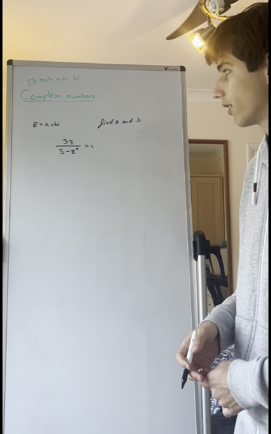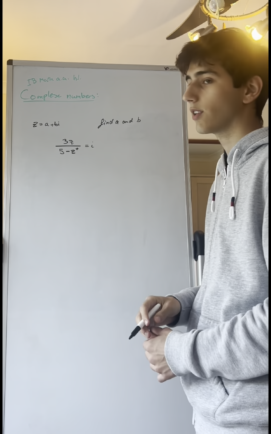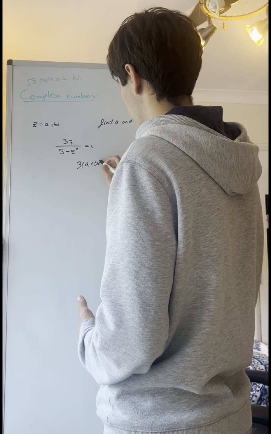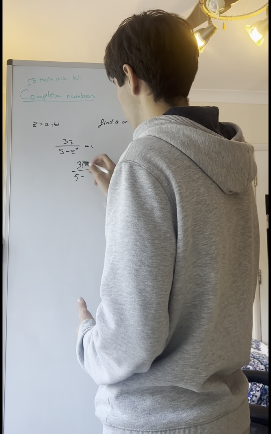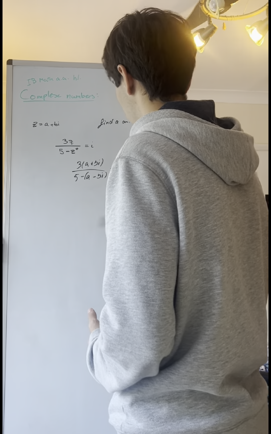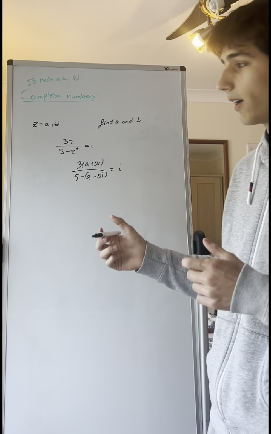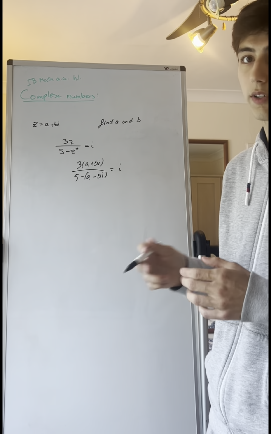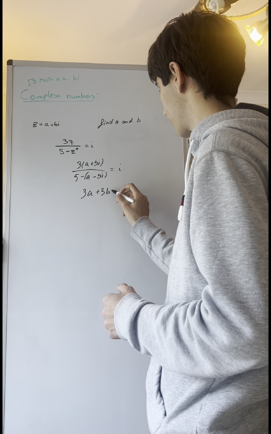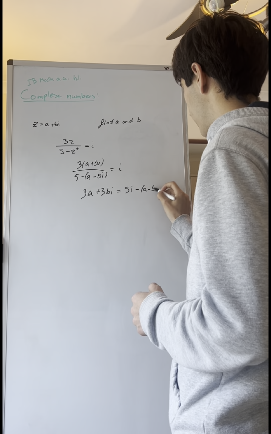So what we're going to do here is we're going to express z as a plus bi and z conjugate as a minus bi. So this will become 3 times a plus bi divided by 5 minus a minus bi. I'm going to put brackets around that, and it's equal to i, right? So what we can do here, we can multiply the denominator across. So this is going to give 3, I'm just going to expand this as well, equals 5i minus a minus bi times i.